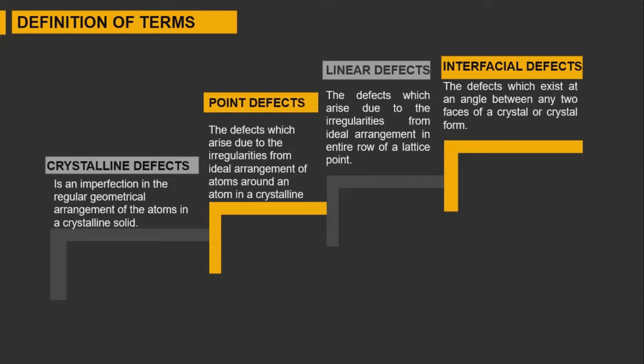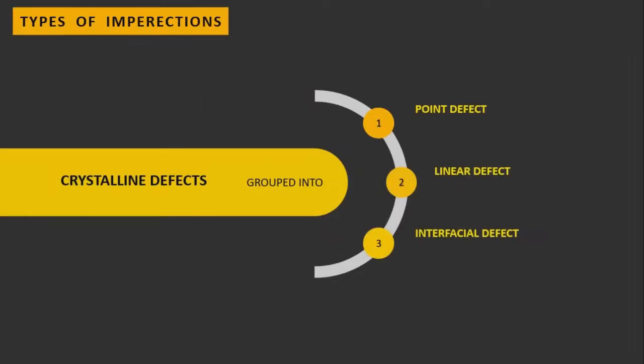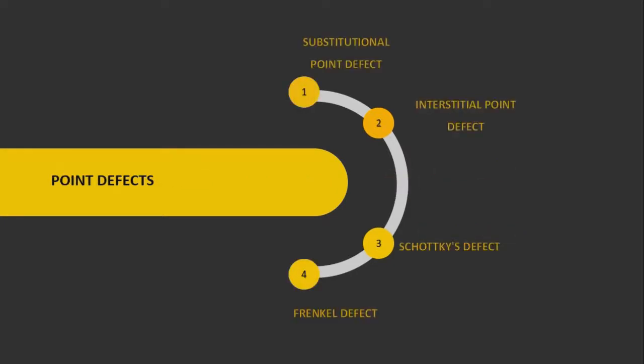Dumako naman tayo sa types of imperfections. Crystalline defects are grouped into three. Ito yung point defect, linear defect, at interfacial defect. Meron tayong 4 types ng point defects. Ito yung substitutional point defect, interstitial point defect, Schottky's defect, at Frenkel defect.